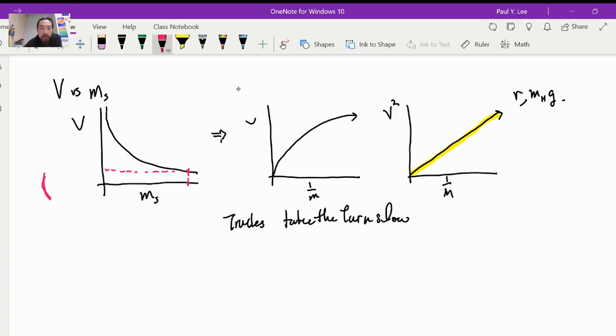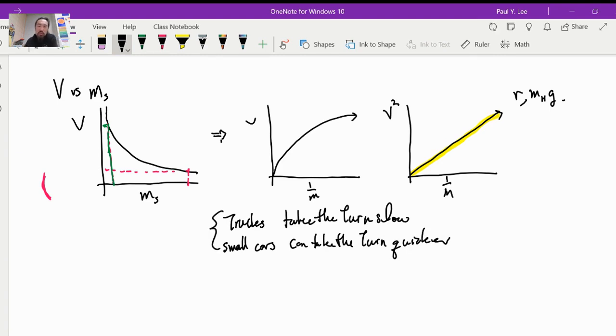Versus if you have a tiny little car, I'll do that in green so they can make a distinction. If you have a tiny little car right there, small cars can take the turn quicker. You can go a little bit faster as you go around the roundabout if you have a tiny car versus a massive truck, without the fear of tipping over. Okay, so those are the three relationships.